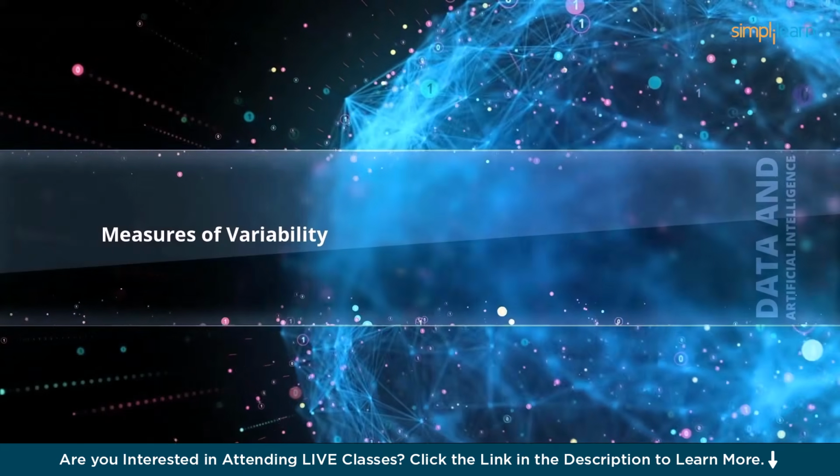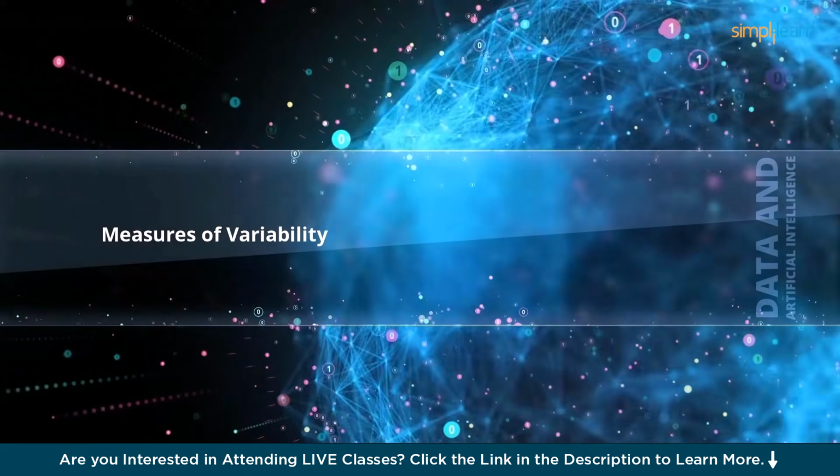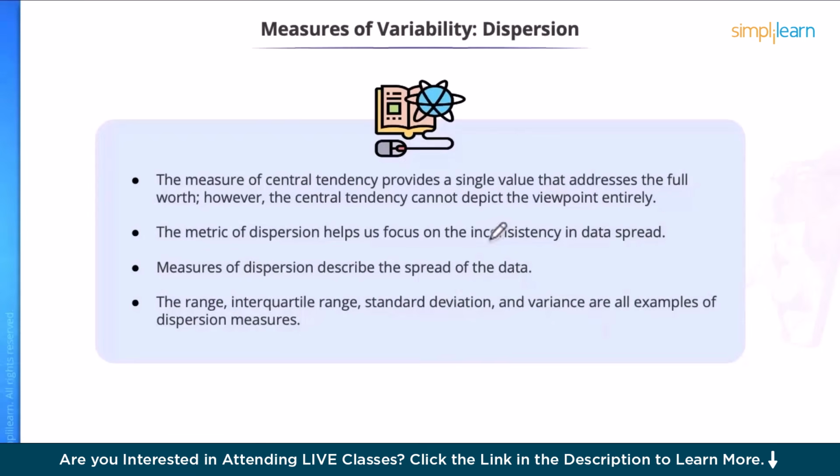Measures of variability. Dispersion. The measures of central tendency provide a single value that addresses the full worth. However, the central tendency cannot depict the viewpoint entirely. The metric of dispersion helps us focus on the inconsistency in the data spread. Measures of dispersion describe the spread of the data. The range, interquartile range, standard deviation, and variance are examples of dispersion measures.